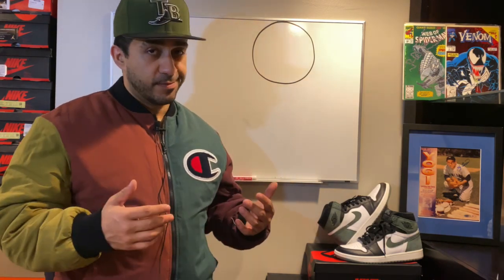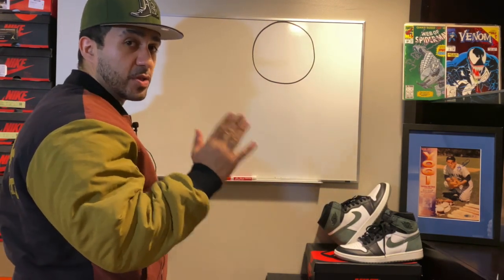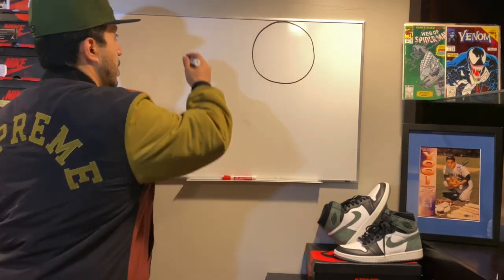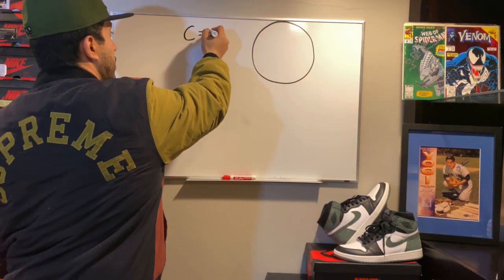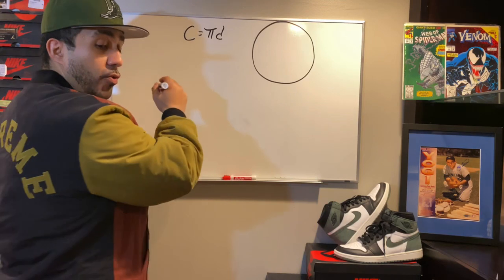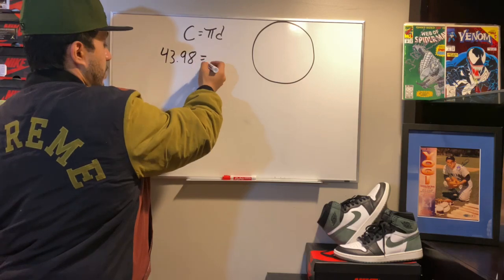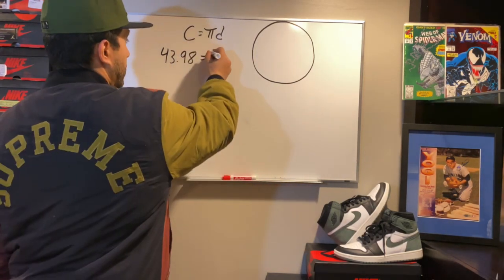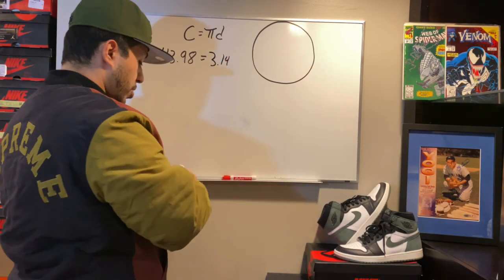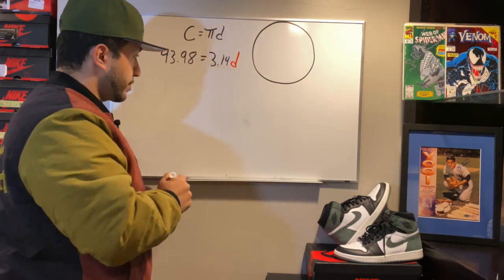Now, usually they ask us to find the circumference, and when they ask us to find the circumference, they give us the diameter. This time they didn't. What we're going to do is start with the formula for circumference that we learned a few lessons ago, which is circumference equals pi times the diameter. We're going to rewrite it: 43.98 on this side equals, and we're going to use 3.14 for pi, and we are going to write d, because that's what we need to know. We need to know the diameter.